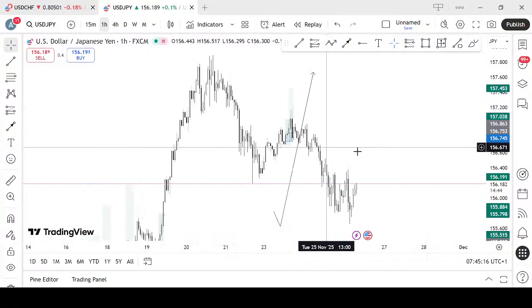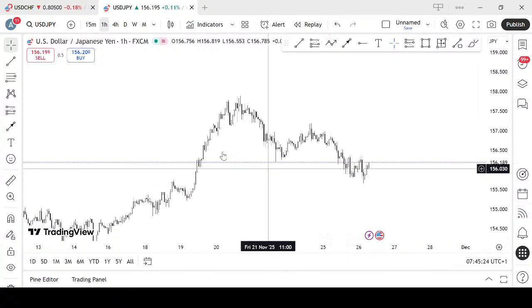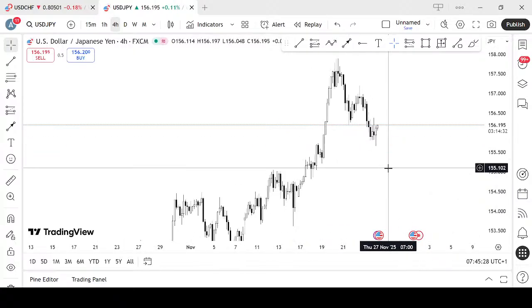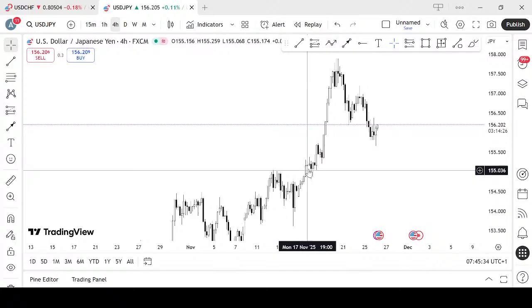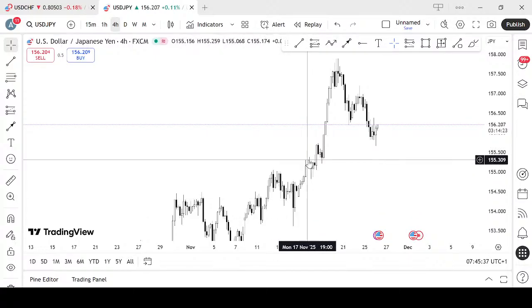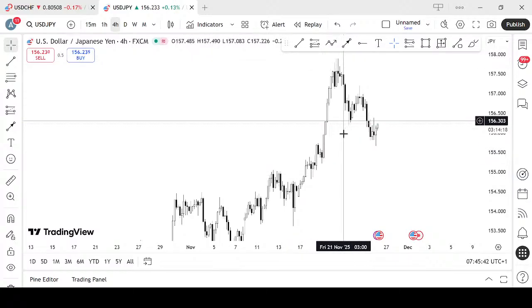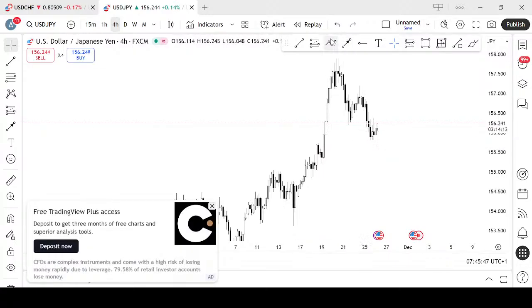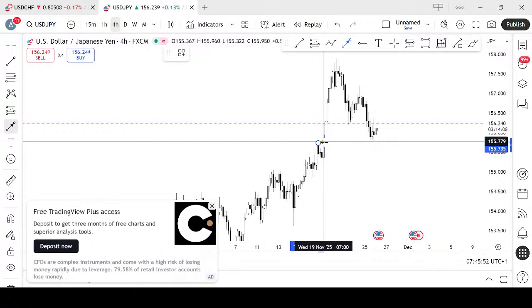On USD, so far the last break of structure is to the upside, and it happens around here. You can see this is a low, a high, lower low, higher low rather, higher high, higher low, higher high, higher low here, a new higher high formed, and this is the last impulse move that broke the structure to the upside, and the last break of structure happened here, and it's to the upside.